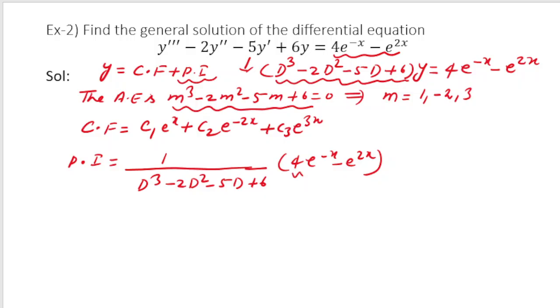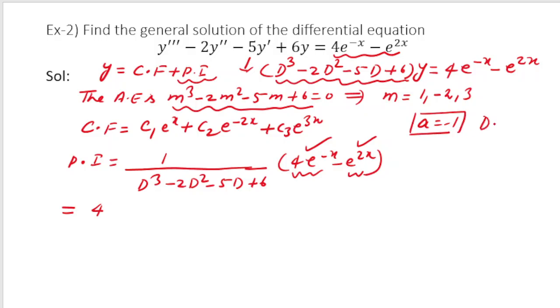Now there are two terms here in the right hand side, so this operator will be operated separately on both these terms. The coefficient of the first term is 4, which is a constant, so I can take it out. And here what is the a value? It is minus x, so the a value here is minus 1. The coefficient of x is minus 1.